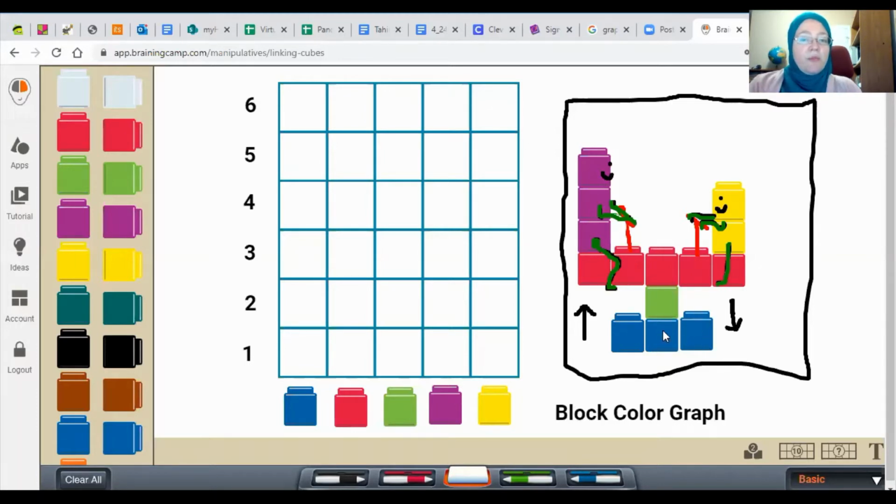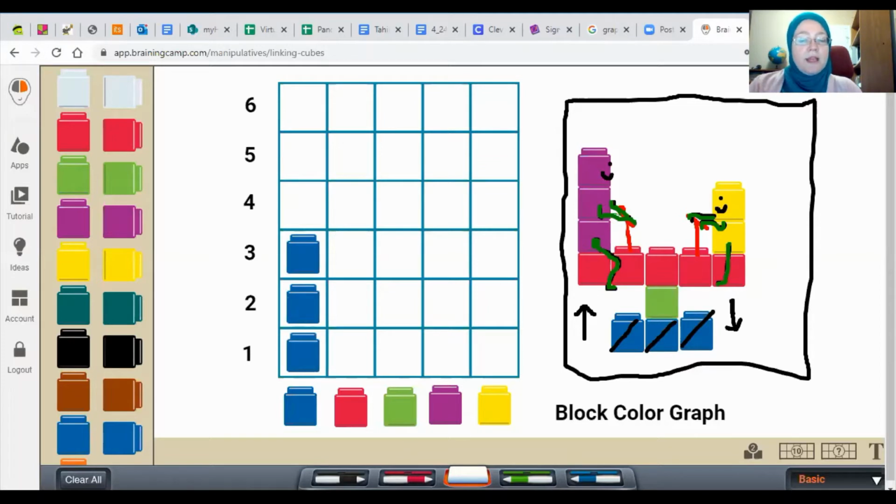So let's start with the base of the seesaw. I'm going to use my marker to help me cross out each block as I count it. Can you count along with me? 1, 2, 3. So I have 3 blue blocks. Let's go ahead and put 3 blue blocks. 1, 2, 3.